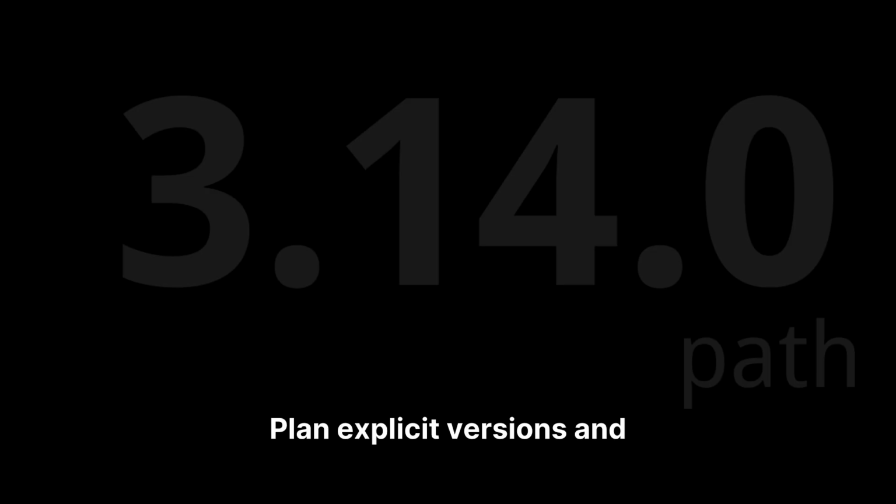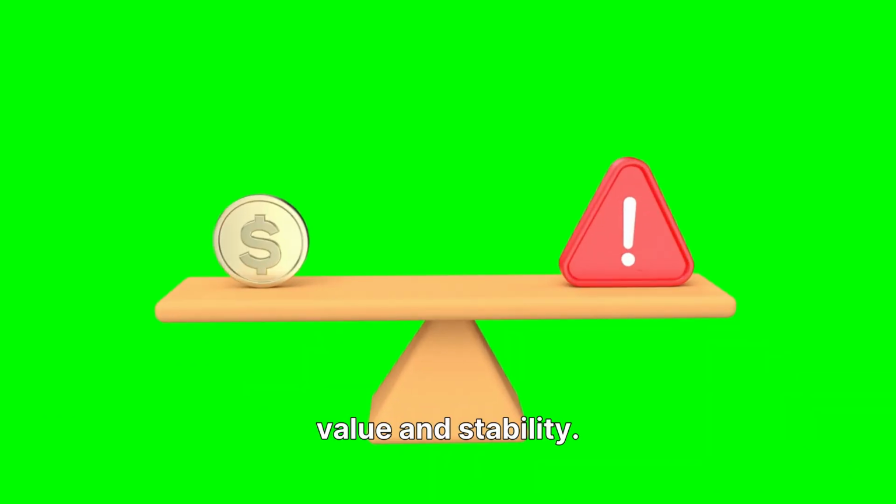Plan explicit versions and public release notes. For instance, version 1.0 with core transaction flow, version 1.1 with performance hardening, version 1.2 with third-party integrations. Each release must balance value and stability.